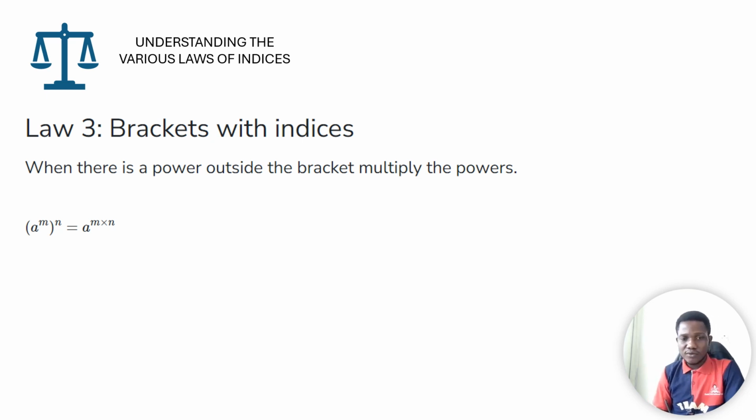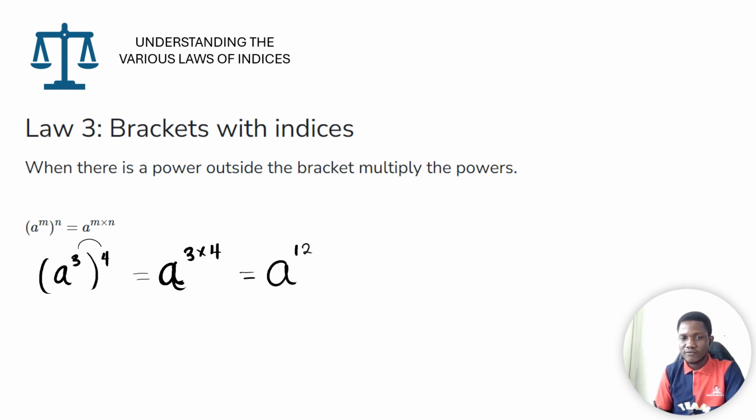A quick example of that is if you have a to the power of 3 in a bracket to the power of 4. What you have is just multiply the 3 by 4. So you take your base number a, and then you do 3 multiplied by 4, which gives you a to the power of 12.